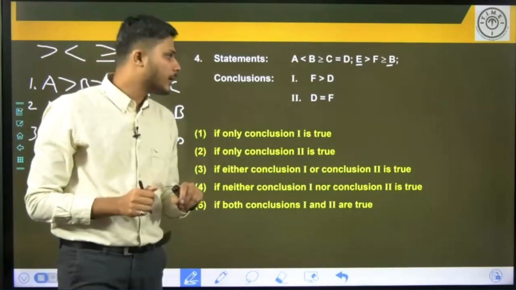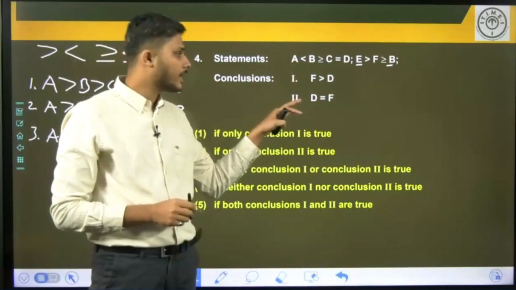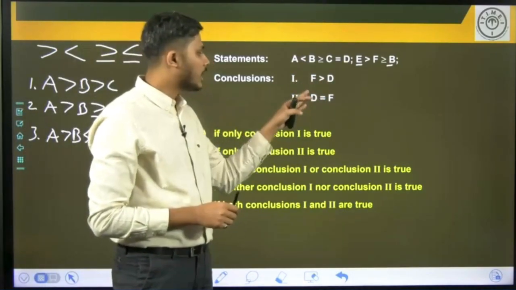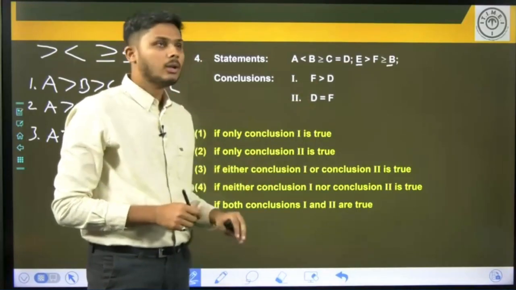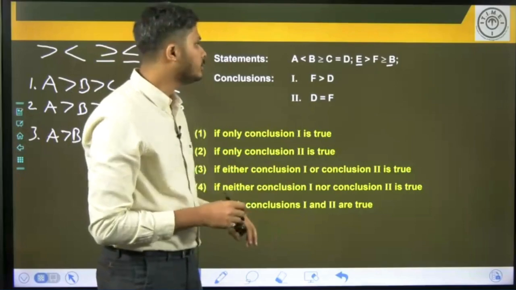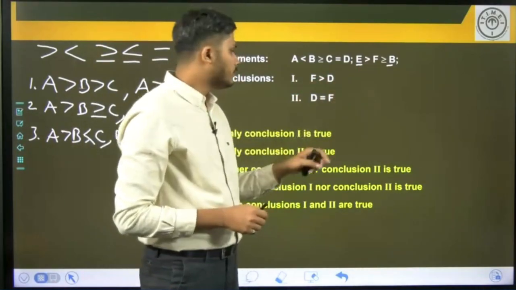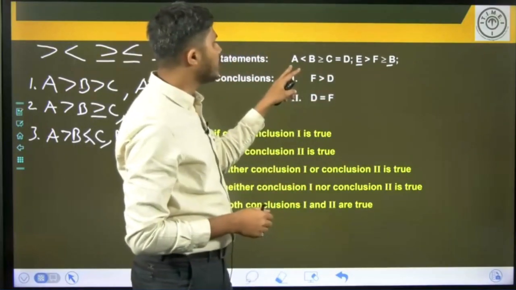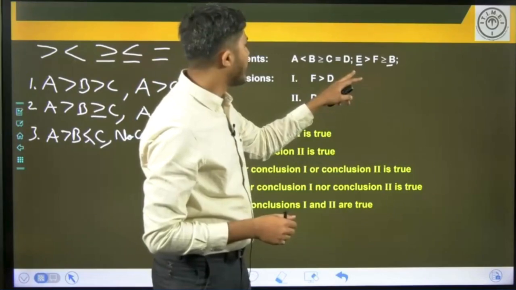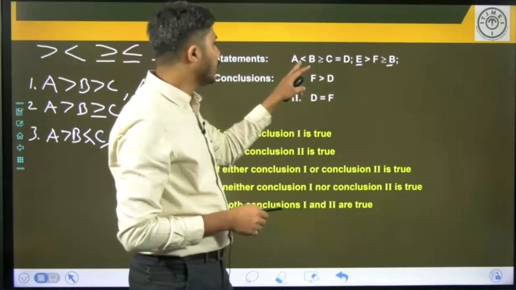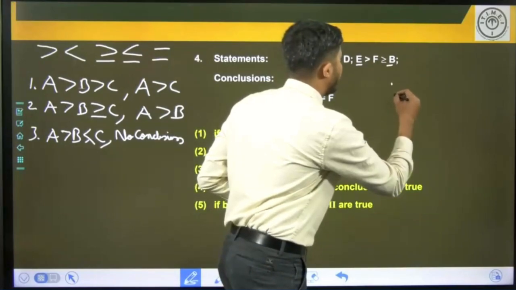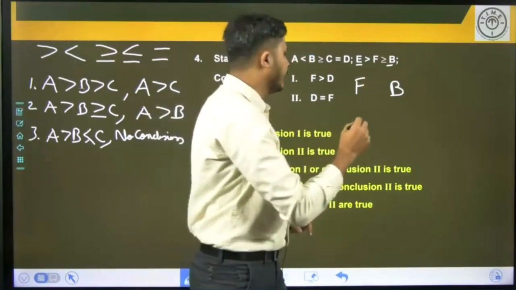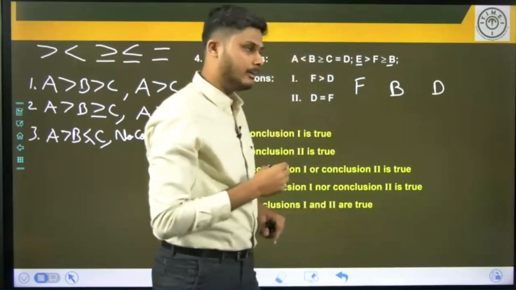Now looking at the conclusions, we can see that in both the first and the second conclusion, the relation between F and D is asked. So let's find out the relation between F and D here. F is in the second statement and D is in the first statement. The common term between them here is B. B is the common term between the first and the second statement. So let's write B in the middle, F at one end and D at the other end.